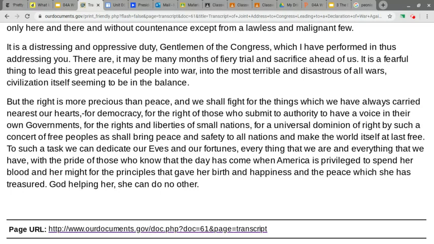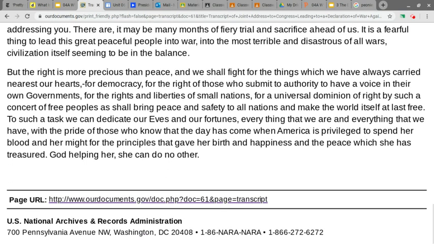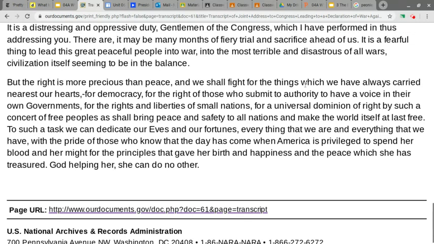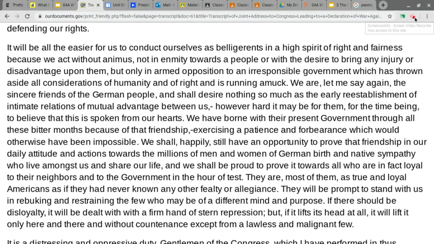To such a task, we can dedicate our lives and our fortunes, everything that we are and everything that we have, with the pride of those who know that the day has come when America is privileged to spend her blood and her might for the principles that gave her birth and the happiness and the peace which she has treasured. God helping her, she can do no other.